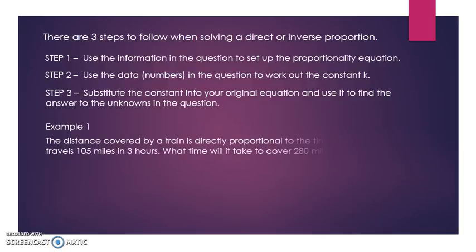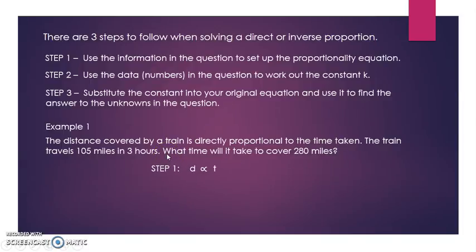The distance covered by a train is directly proportional to the time taken. So we know the question is about direct proportion. The train travels 105 miles in 3 hours. We know the distance and we know the time. Question: what time will it take to cover 280 miles? Well, let's ignore the question for now.